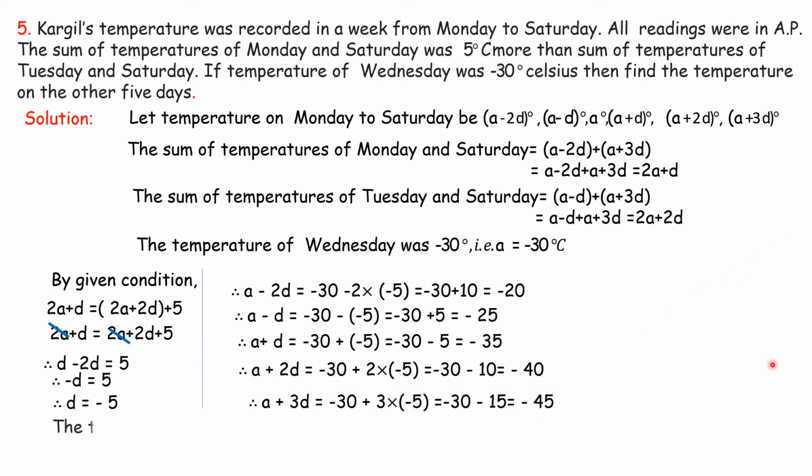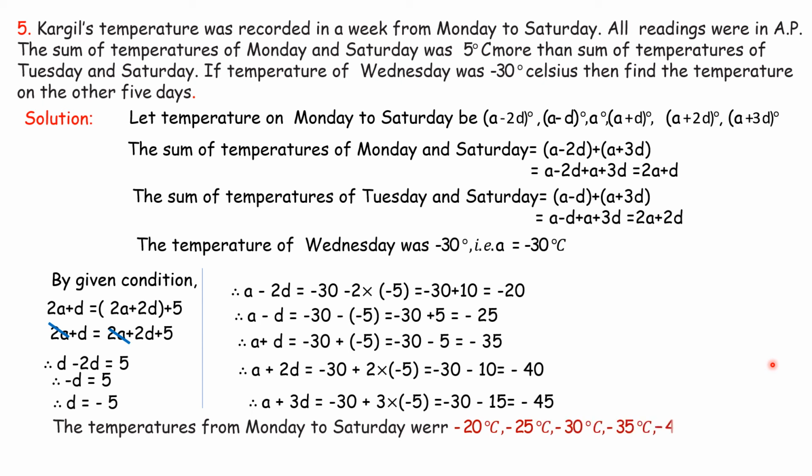So write down the temperatures on Monday to Saturday were minus 20 degrees Celsius, minus 25 degrees Celsius, minus 30 degrees Celsius, minus 35 degrees Celsius, minus 40, minus 45 degrees Celsius. Write down all these examples in your notebook.